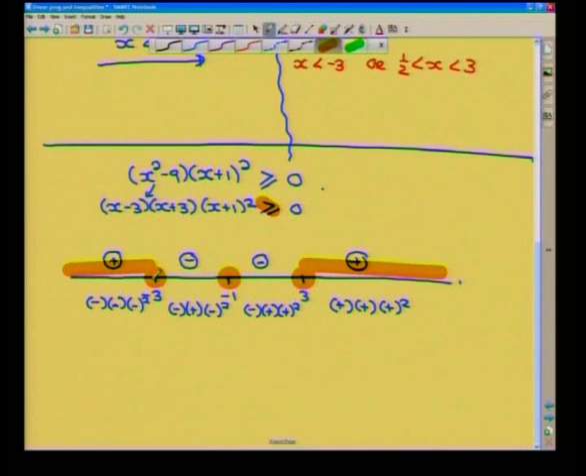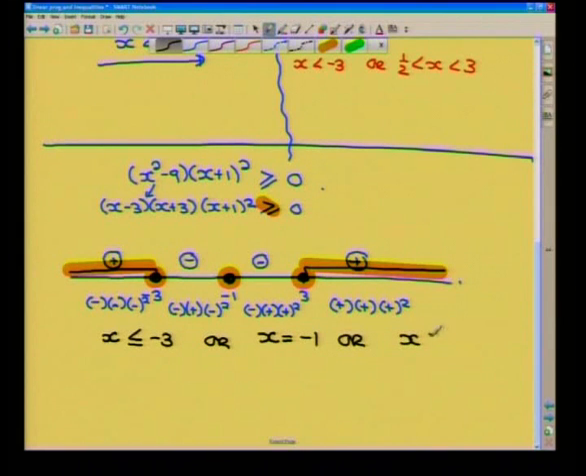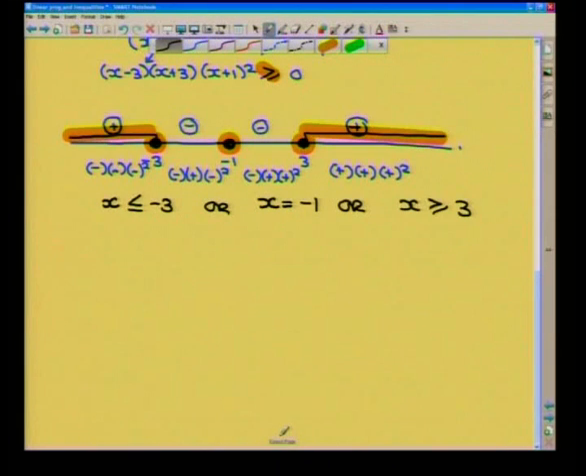So we want to include those points as well. Right, so let's make it more clear. It's solid this way, solid point that way. So we could say x is smaller than or equal to minus 3, or x equals minus 1, or x is greater than or equal to 3. Okay, so really very straightforward.